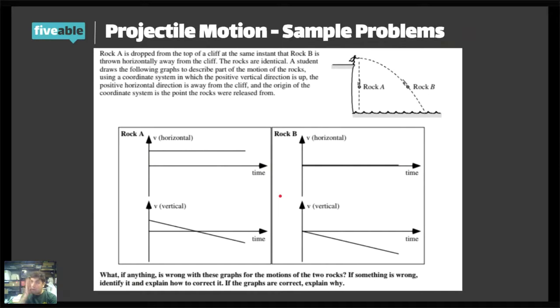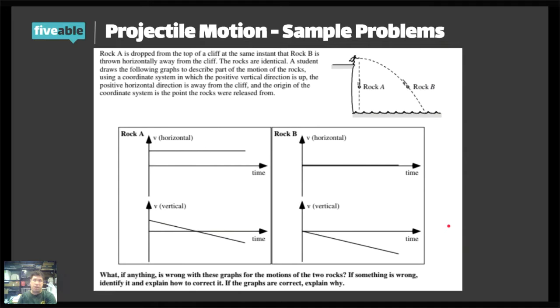Okay. What about the vertical graphs here for rock A? Rock A starts off with a positive vertical velocity. Nowhere in the question do they mention throwing rock A up in the air, having it stop and then fall back down. They don't throw rock A up and watch it come down. They just drop it. It should just go down. Rock B's looks pretty good. They threw it sideways. So it should start with no velocity vertically and then accelerate at a constant rate.